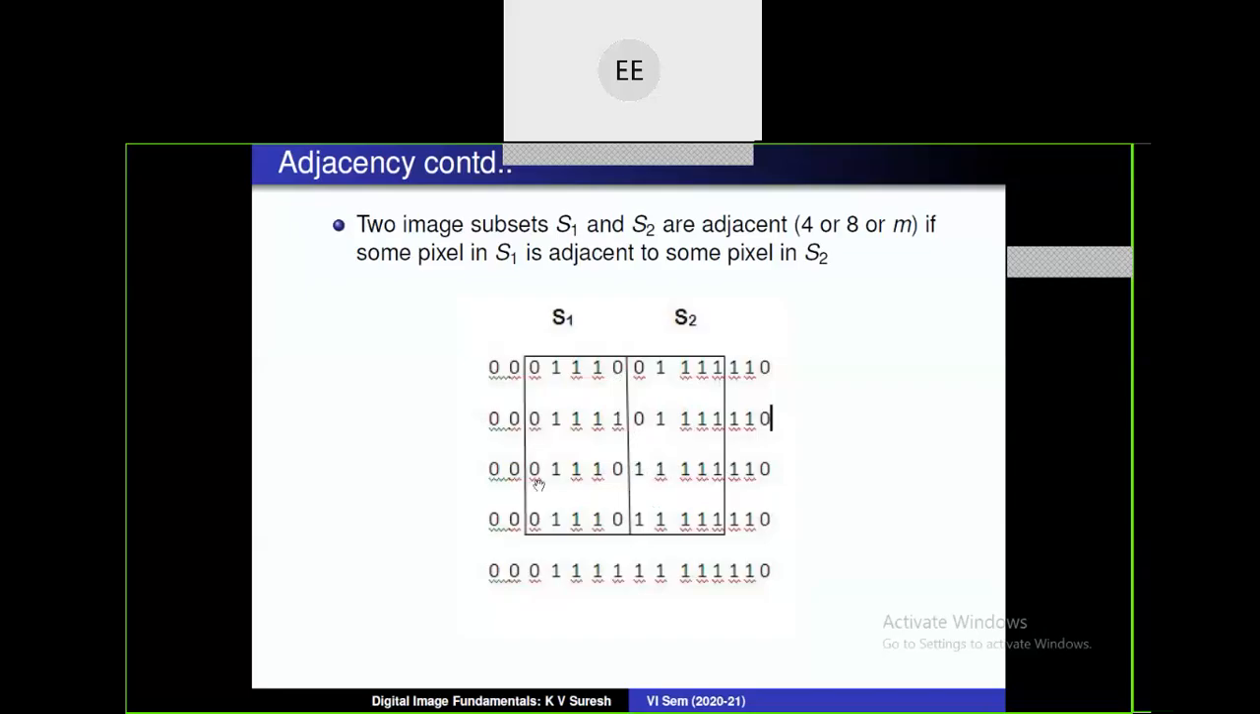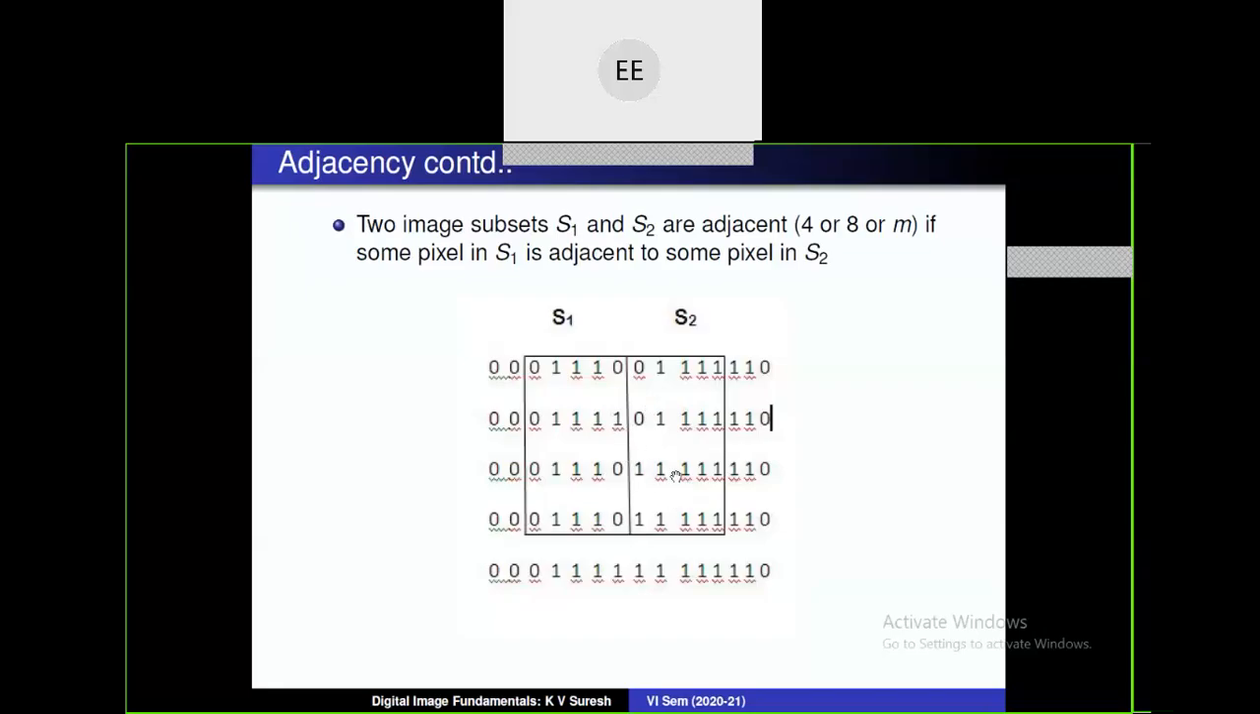So I can say S1 and S2 are 8 connected, whereas of course they are also M connected because this is a diagonal neighbor of this, and you can see that there is no pixel which is common, no neighbor which is common to both this and this. Therefore they are M connected and 8 connected.